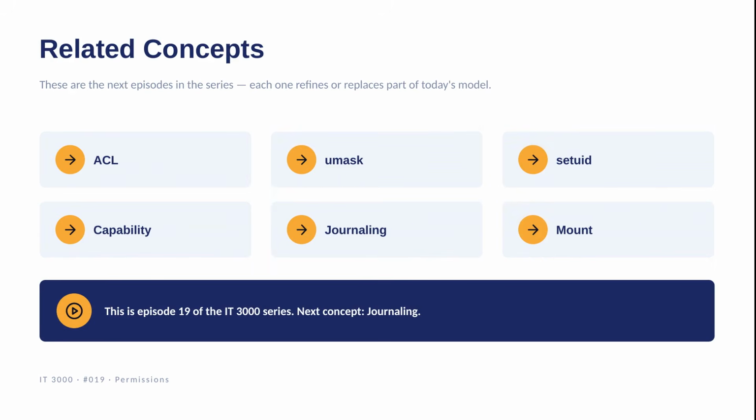Which brings us to where this thread continues. ACLs, umask, and setuid all refine the model we've just built, extending it, shaping its defaults, or bending its rules for specific programs. Capabilities take it further by rethinking privilege itself, while journaling and mount move us out of permissions and into how the file system actually holds together. Next up in the series, journaling, how the file system stays consistent when things go wrong mid-write.